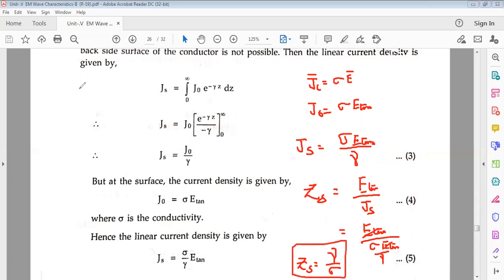Another thing you have to know: since we are considering a conductor, gamma is equal to the square root of j omega mu into sigma plus j omega epsilon. The propagation constant gamma is given in terms of the permeability, permittivity, and the conductivity.